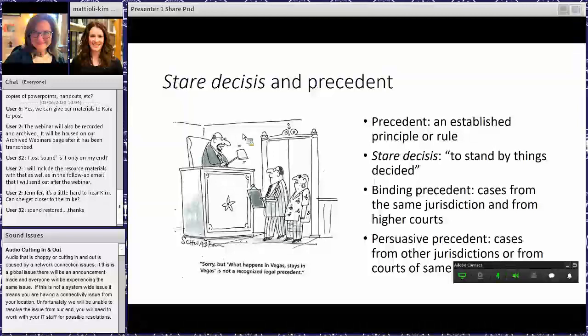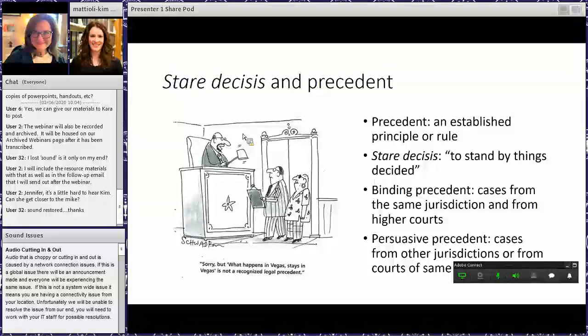Stare decisis means literally to stand by things decided. And what the principle means in short is that courts must abide by established precedents. They can't just say, no, we don't agree with that, we're going to come up with our own idea. So there are two types of precedent that you have to be aware of when you're doing case law research. There's binding or mandatory precedent, and then there's persuasive precedent. So let's start with binding.